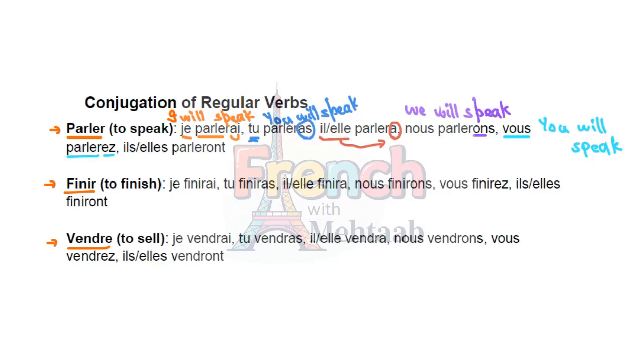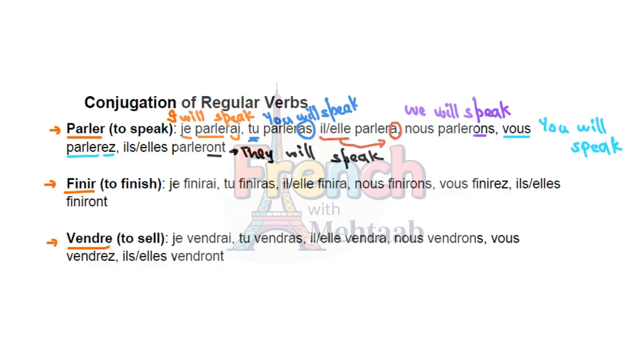Now if you want to say that they will speak, they could be ils or they could be elles. The termination here, at the end of the verb, we would add -ont. We would say ils parleront, elles parleront.